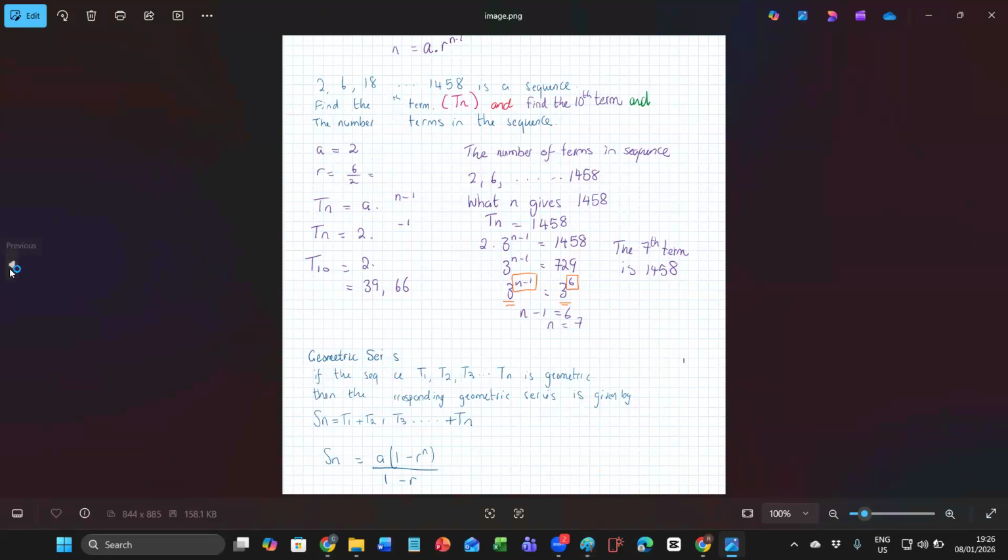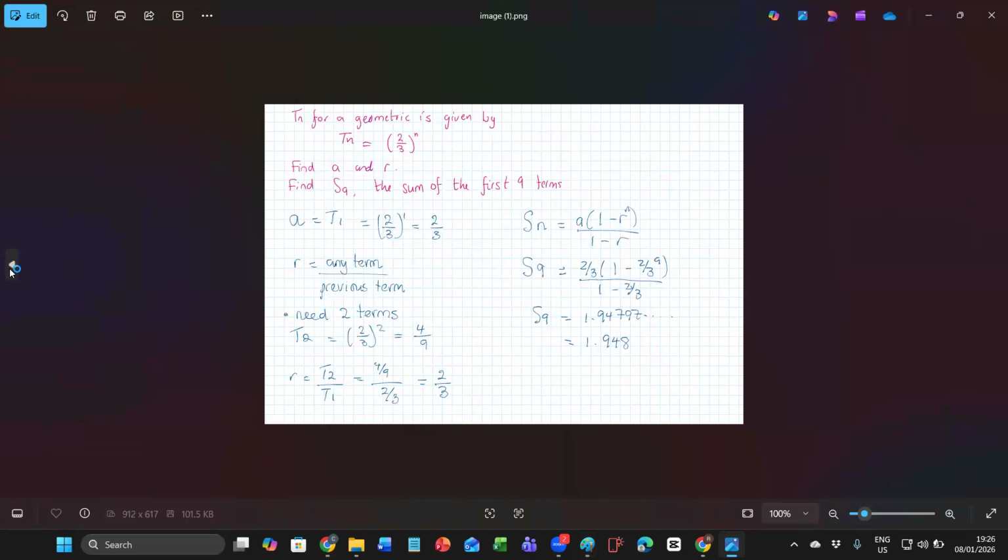Let's see. So the reason why the other formula is the other way around, like 1 minus r raised to power n, is because the common ratio is less than 1. Okay, so let me see. I don't know why.